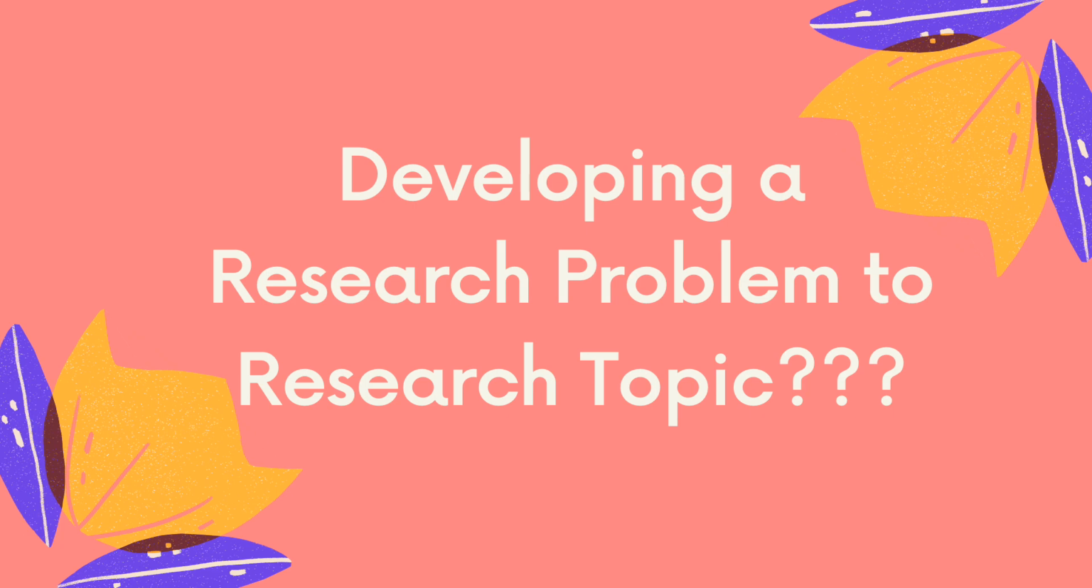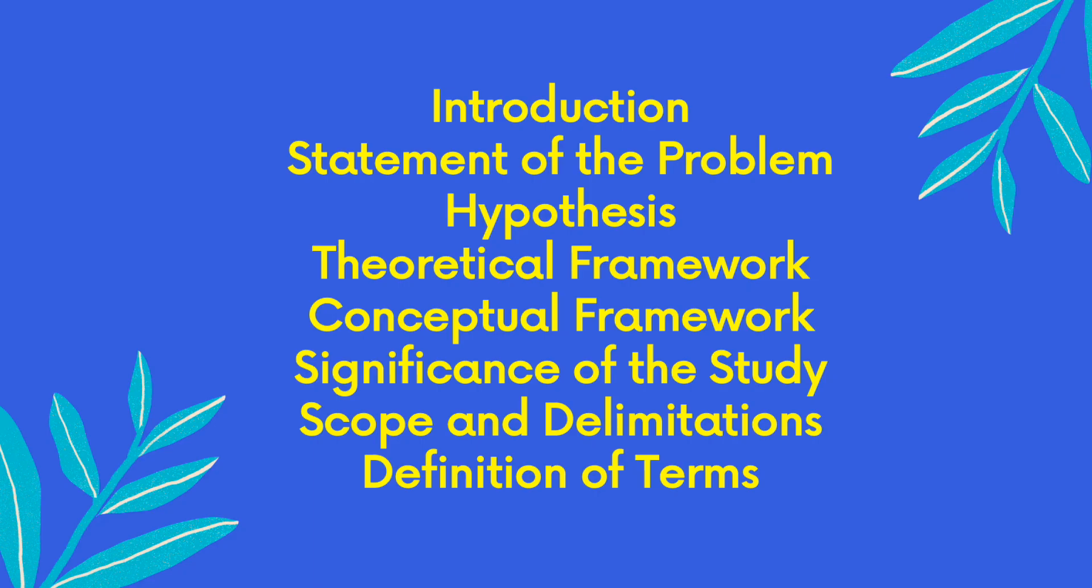Once you have consensus on your research problem and you can develop it into a research topic, you are now ready to make your Chapter 1, or the problem and its setting. These are the components of our Chapter 1: the introduction, statement of the problem, hypothesis, theoretical framework, conceptual framework, significance of the study, scope and limitations, and the definition of terms.